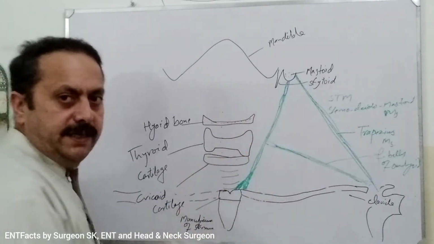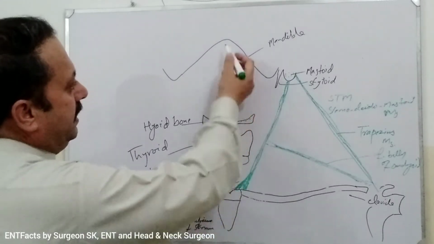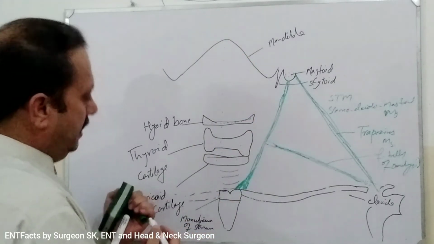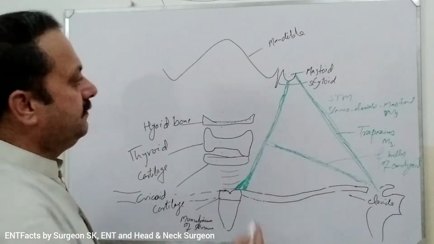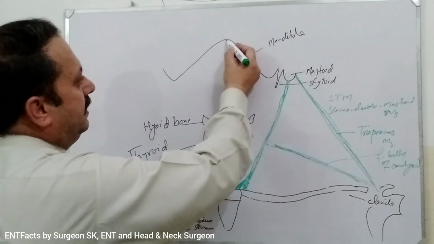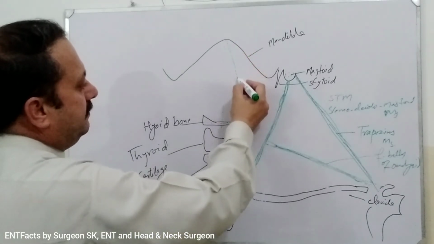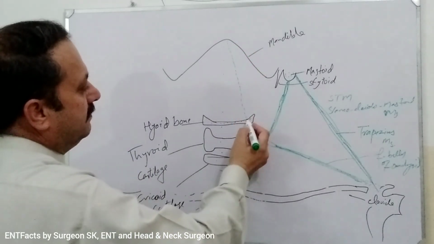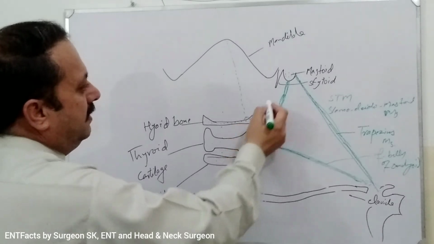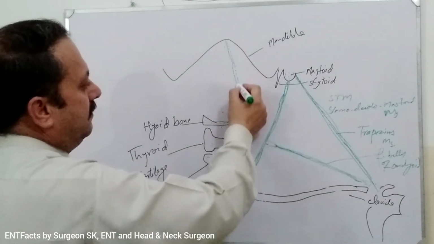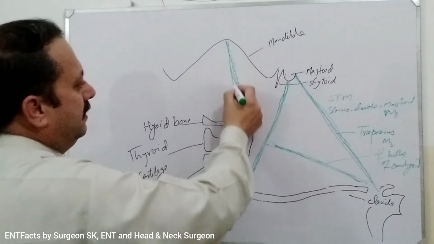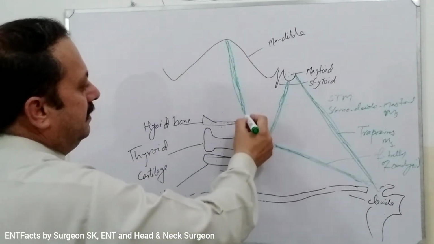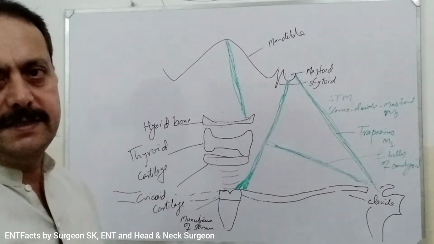Now come to the anterior triangle. This anterior triangle is further divided into multiple more triangles. A muscle from here comes like this. It's called anterior belly of digastric muscle.